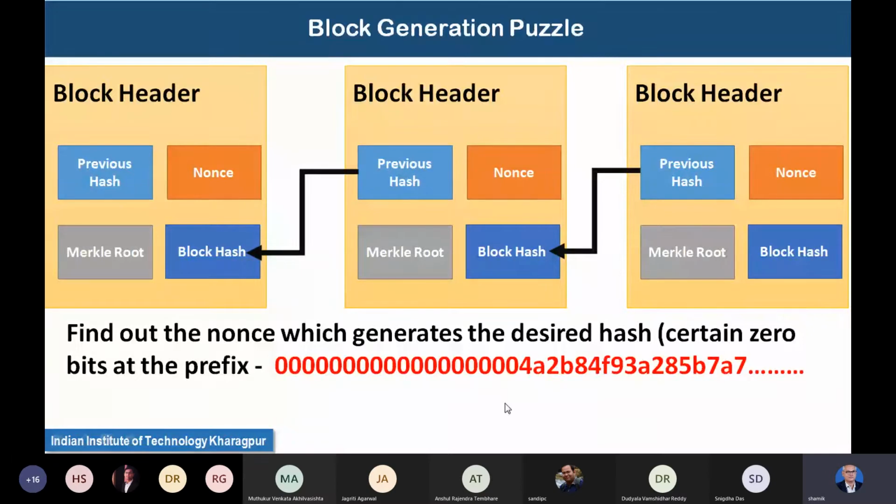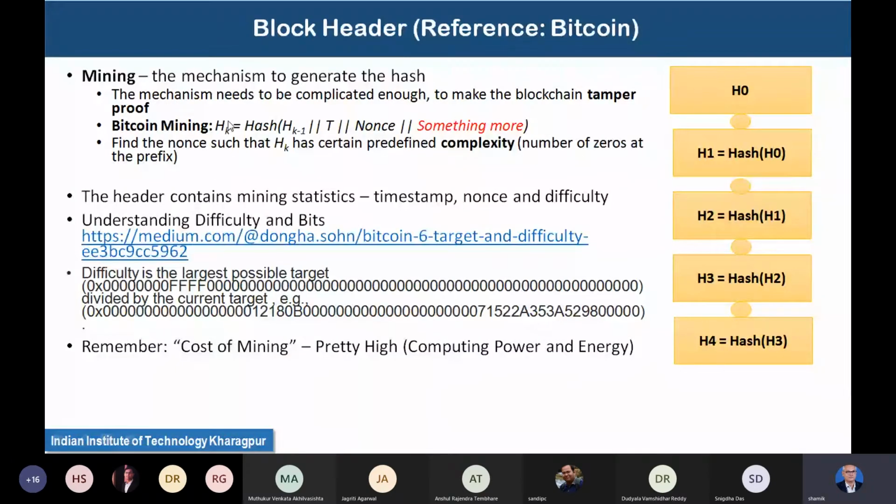And this process of generating the block, which boils down to computing the hash with desired properties. Okay, so that is what is called mining. Okay, so that mining means that we want this hash hk to be obtained, which will be hash of hk minus 1, the previous hash, the timestamp, nonce, and something more as we'll discuss today. Okay, and the header contains some more information about the block, and we will also take a look at that.